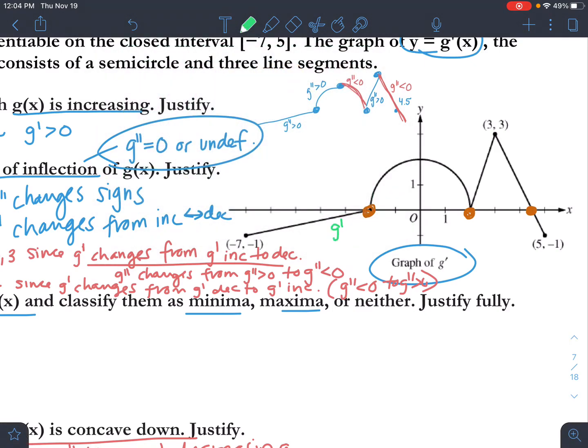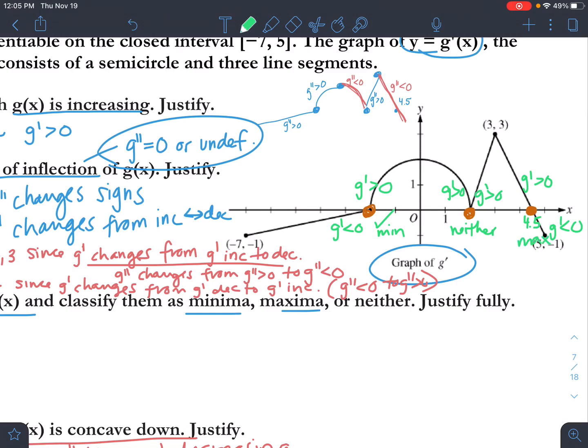Well, G prime was below the x-axis, now it's above the x-axis, so this is a minimum. G prime was above the x-axis, and then G prime was above the x-axis, so this is neither. And finally, this was at 4.5, if you guys remember. G prime was above the x-axis, and now it's below, so it's positive to negative. This would be a maximum.